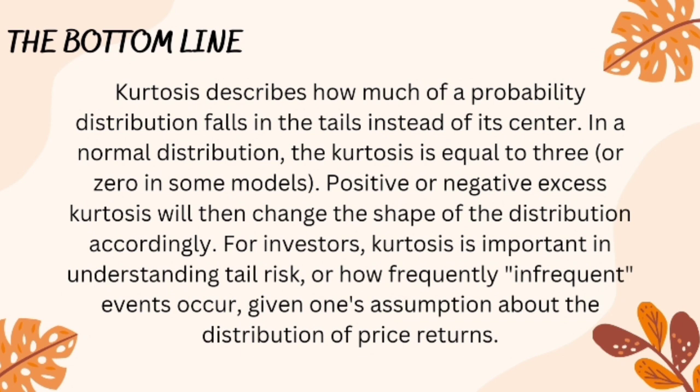In a normal distribution, the kurtosis is equal to 3, or 0 in some models. Positive or negative excess kurtosis will then change the shape of the distribution accordingly. For investors, kurtosis is important in understanding tail risk, or how frequently infrequent events occur, given one assumption about the distribution of price return.